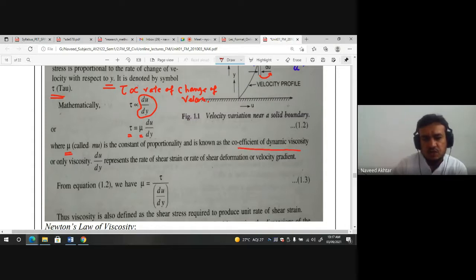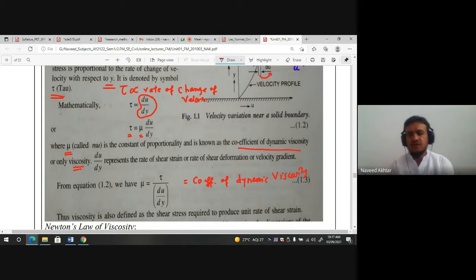So mu is the coefficient of dynamic viscosity, and it is generally called viscosity. Okay. So du by dy represents the rate of shear strain or rate of shear deformation or velocity gradient. So this du by dy is called the rate of shear strain, or the rate of shear deformation, or also the velocity gradient.